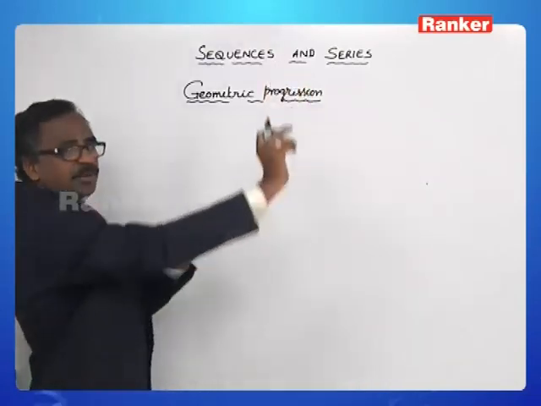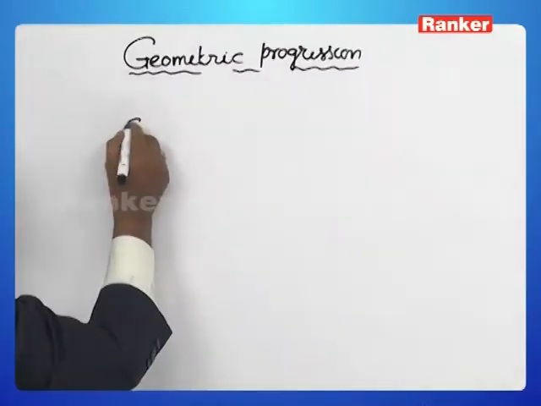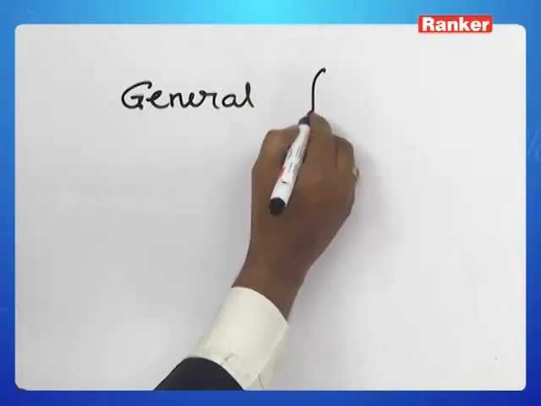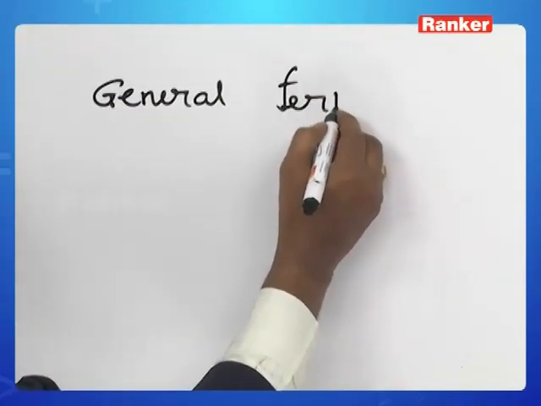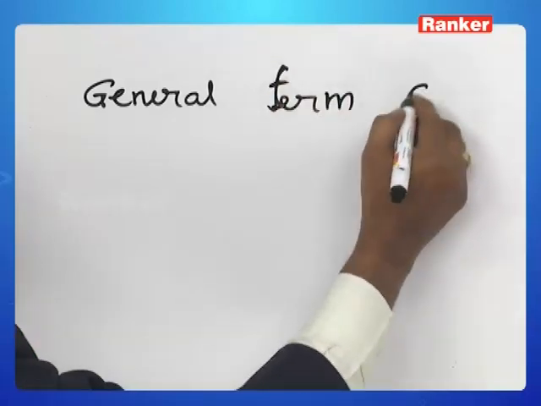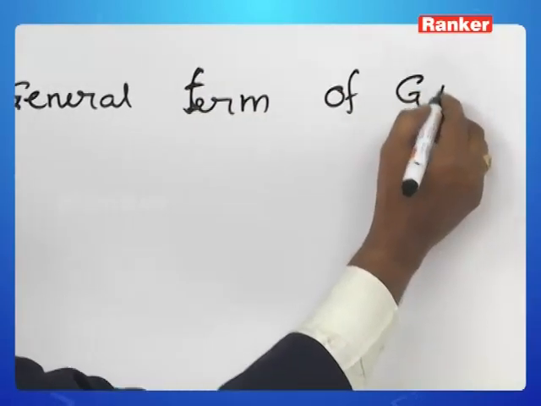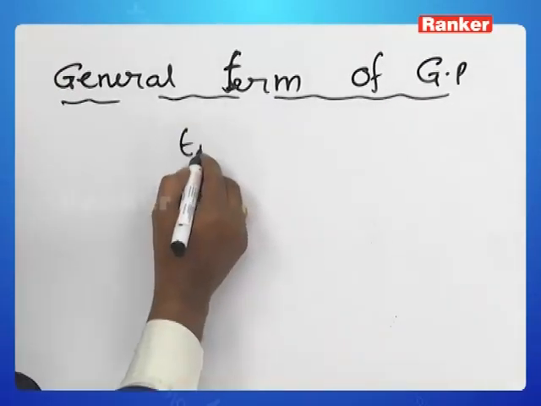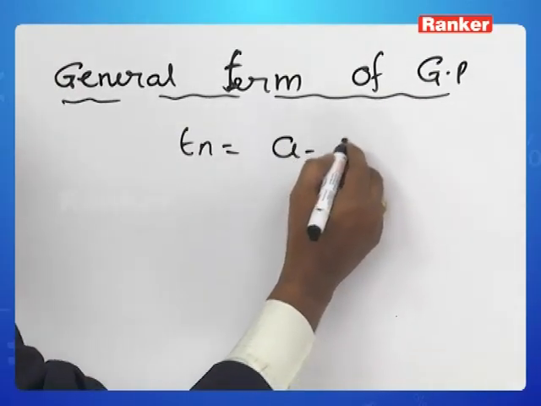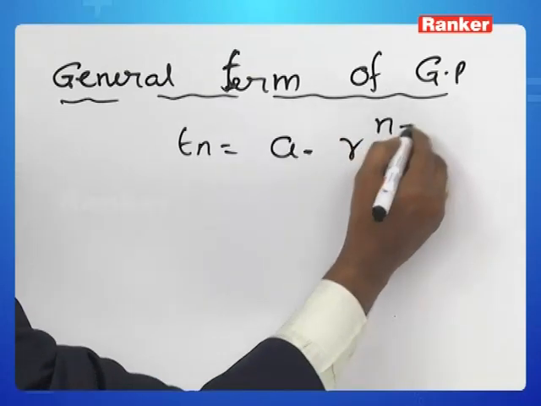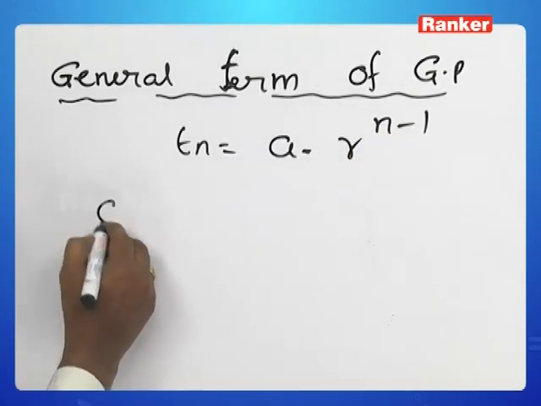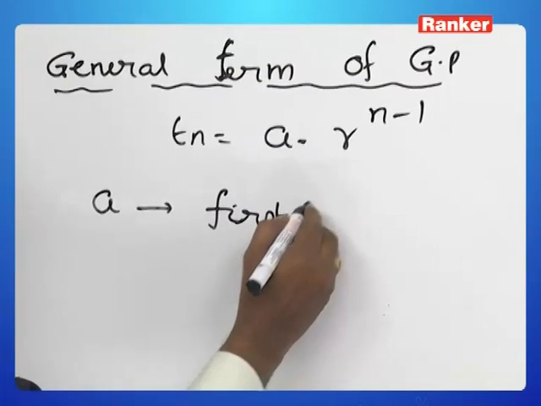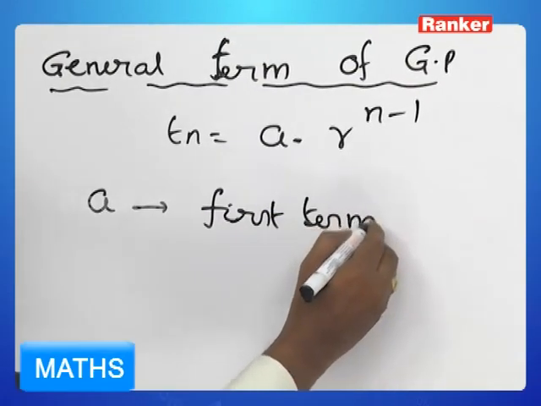Now, the general term of a geometric progression, Tn, is given by A into R to the power of n minus 1, where A is called the first term and R is called the common ratio.